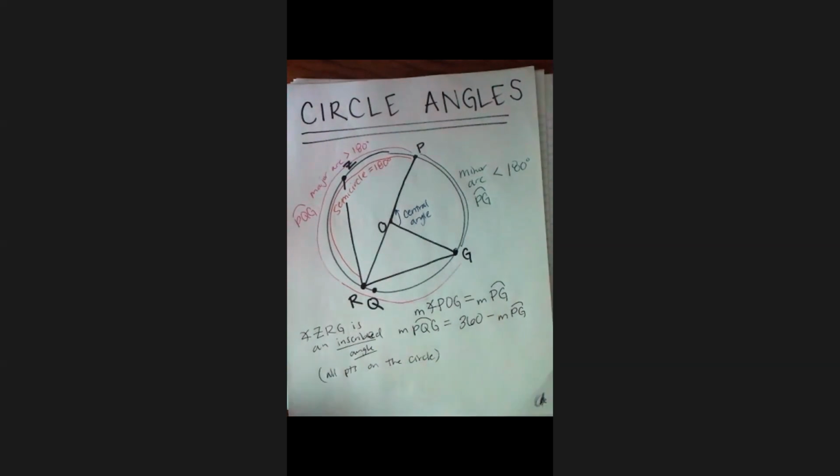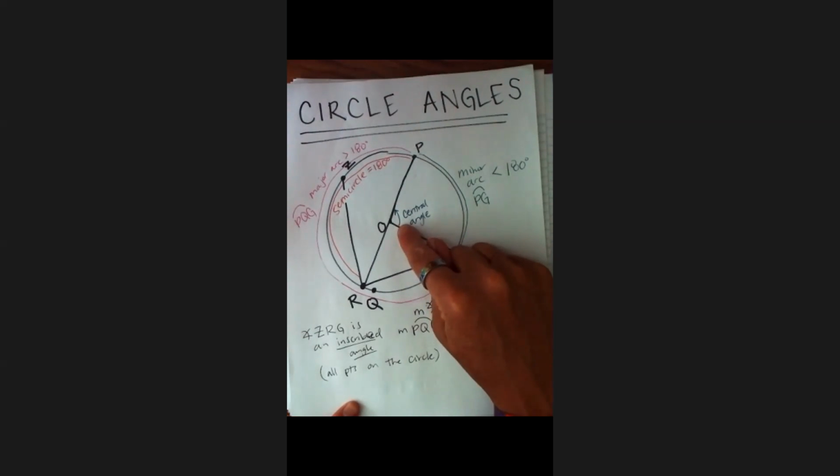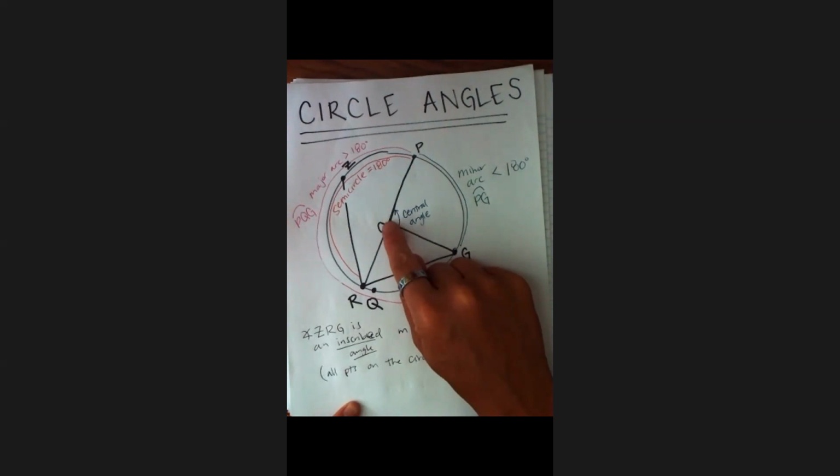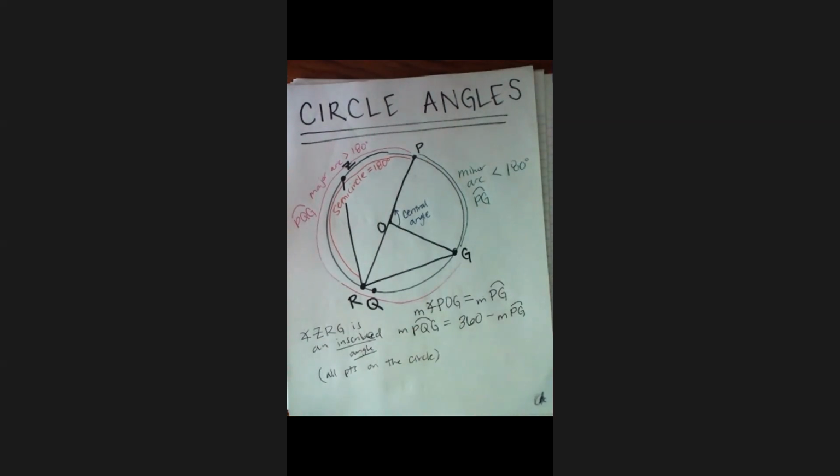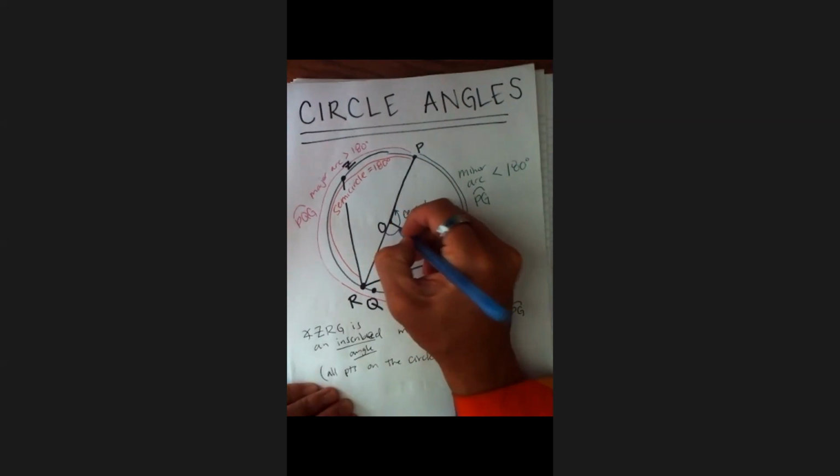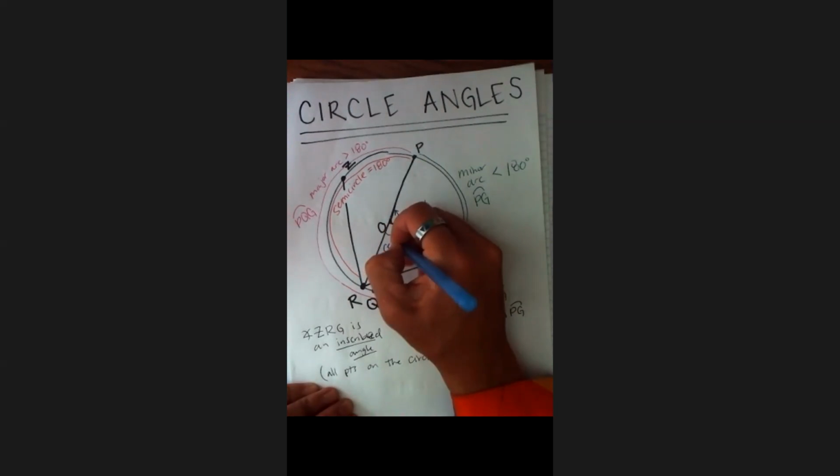So we have central angles that are made with the vertex, and actually we made another central angle. Do you guys see it? Yeah, this one is also another central angle.